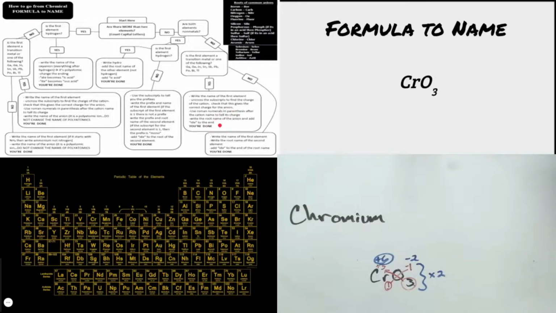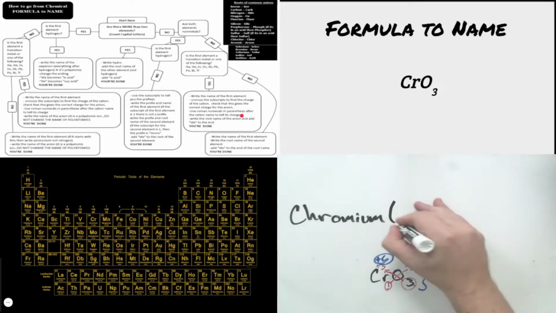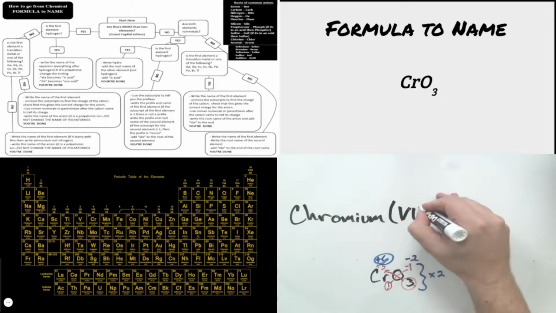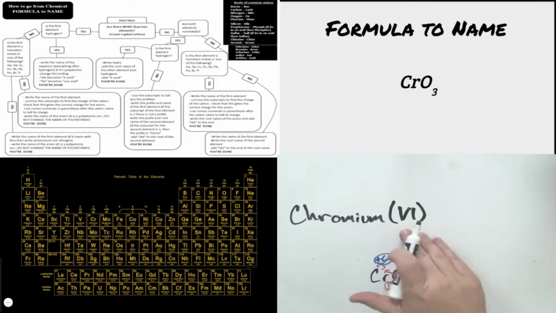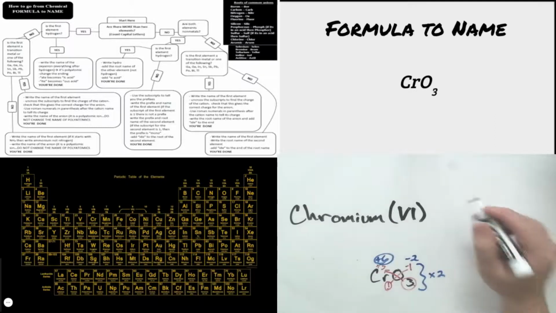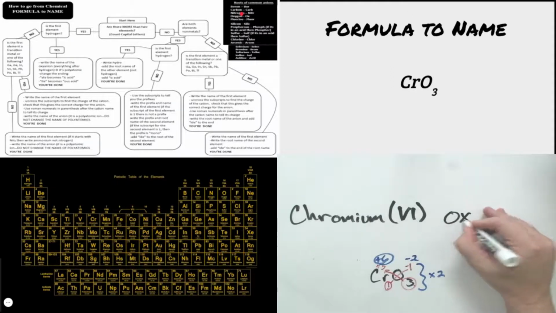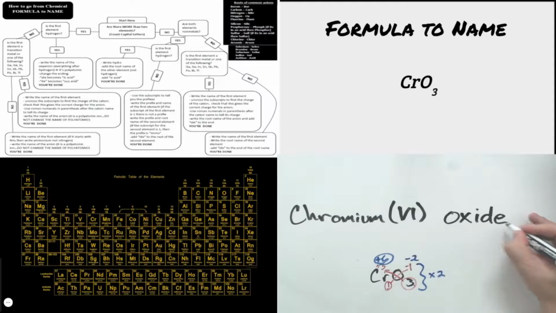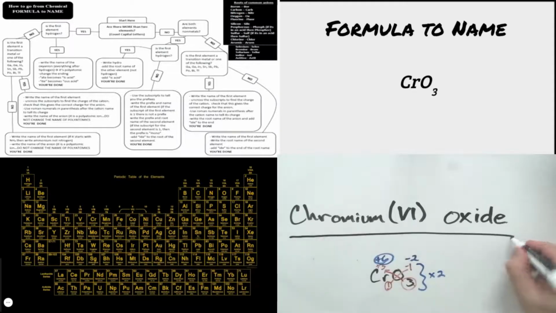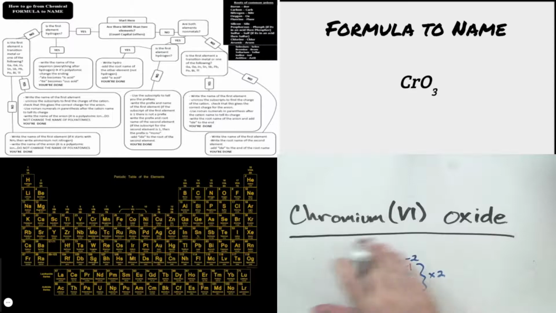And now this then tells me to use Roman numerals in parentheses to tell the charge. So chromium 6, and then I'm going to write the root of the second element. That's what it says to do. Write the root of the second element. Oxygen's root is ox, and then I add IDE. So this is chromium 6 oxide. That's actually how we would say it, chromium 6 oxide. The Roman numeral tells us the charge of chromium is a +6.